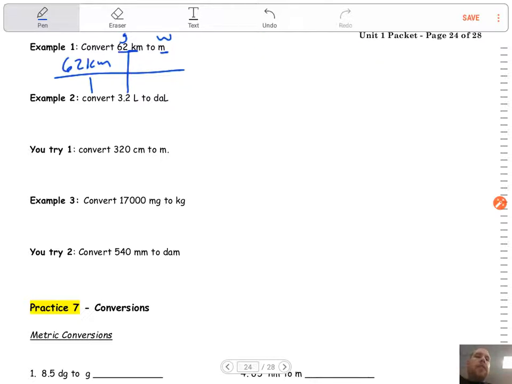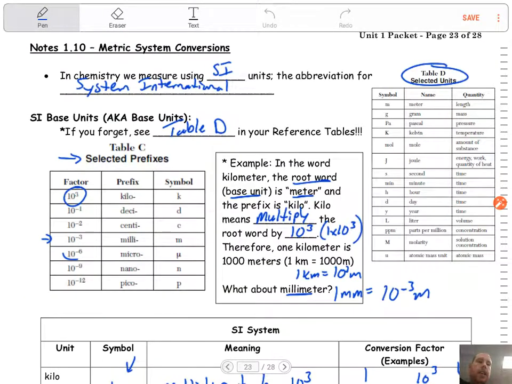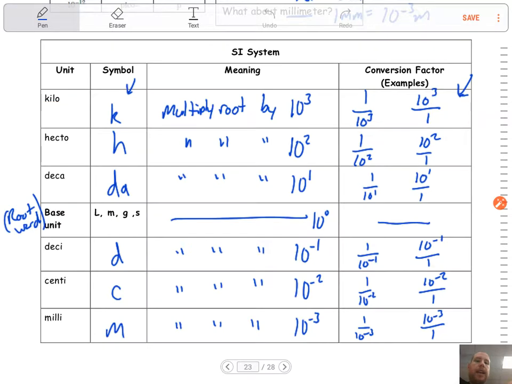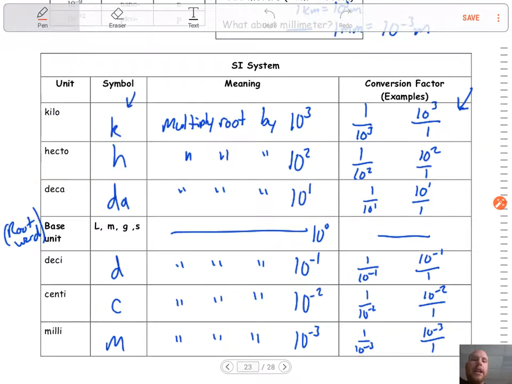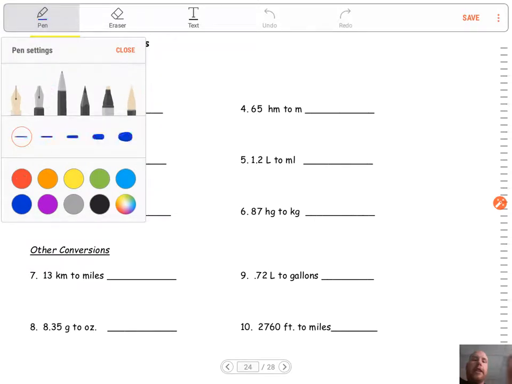So ask yourself, can I go right from kilometers to meters? And where you can look is if we look back here, oh look, yes we can, because, and I'm going to use a different color to show this, kilo goes back to the base unit. Okay, so that's a one-step problem that we're going to be looking at here.